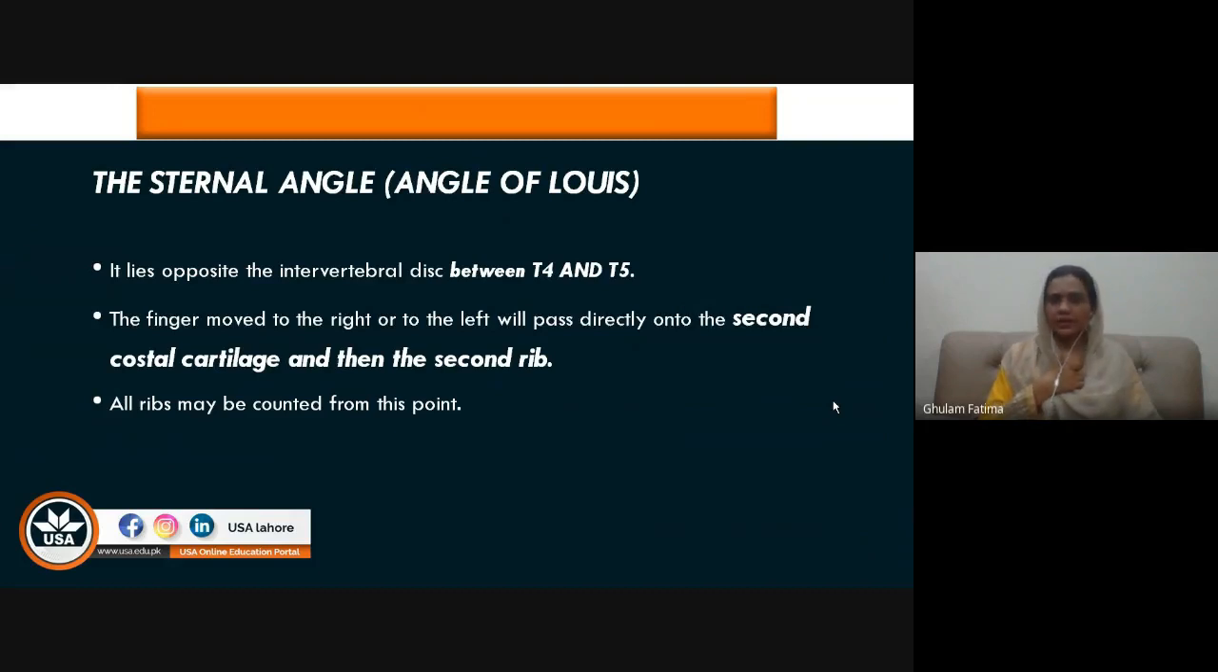So this is the point where you find your second rib, and from this point you can easily count your ribs. The first rib is not accessible from the front.